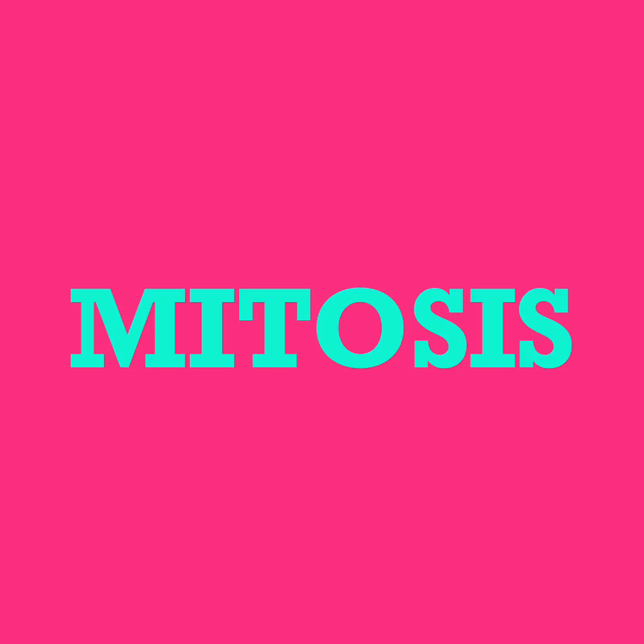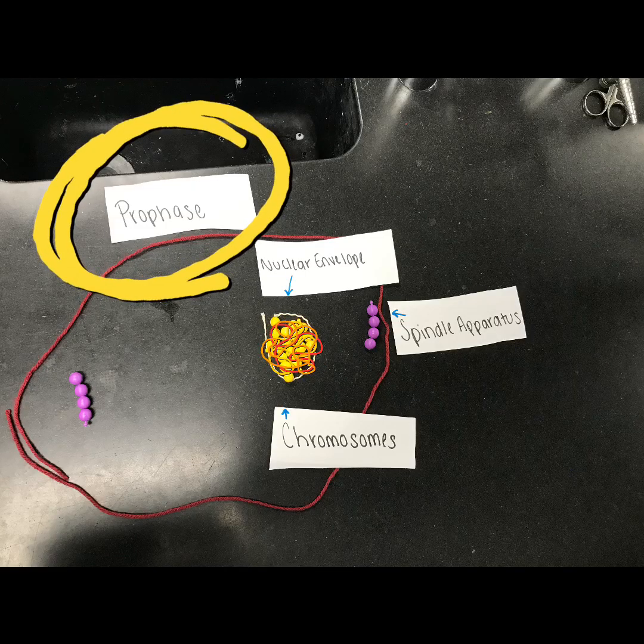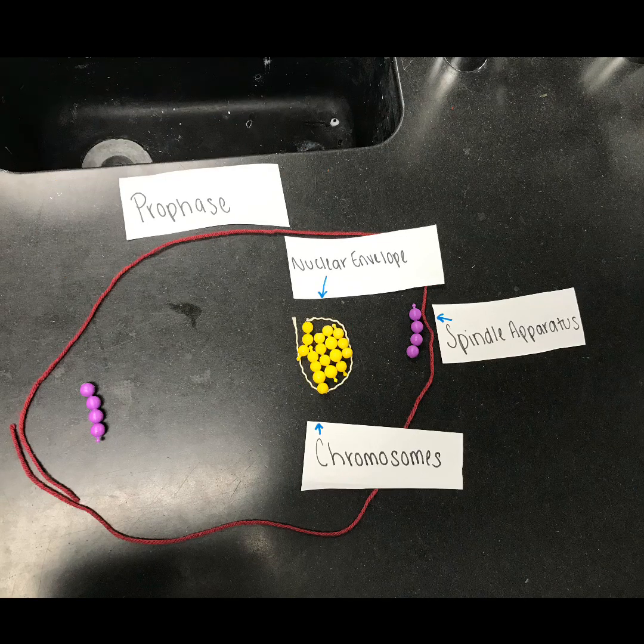For the first part of our video, we will be discussing the phases and process of mitosis. The first step of mitosis is prophase. During prophase, we'll see the formation of the spindle apparatus at opposite ends of the cell, and the chromosomes will begin to condense within the nuclear envelope. Also during this process, the nuclear envelope will begin to dissolve.